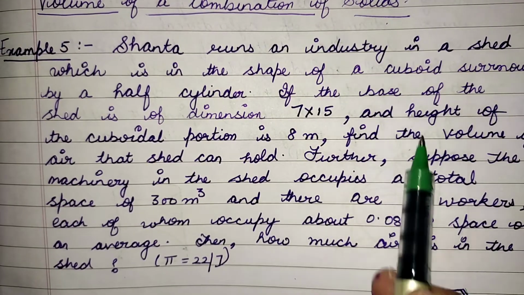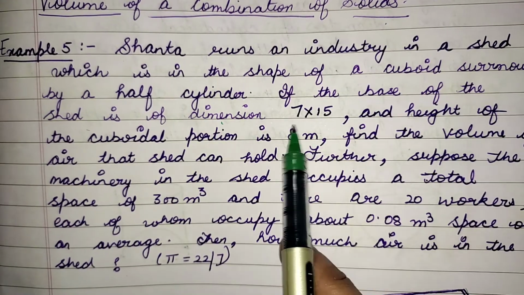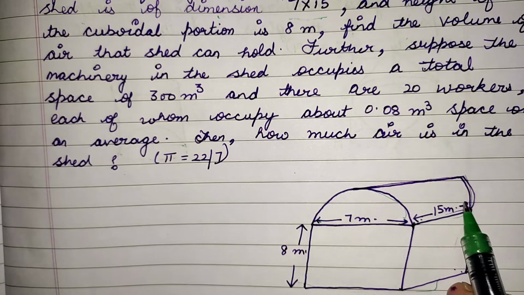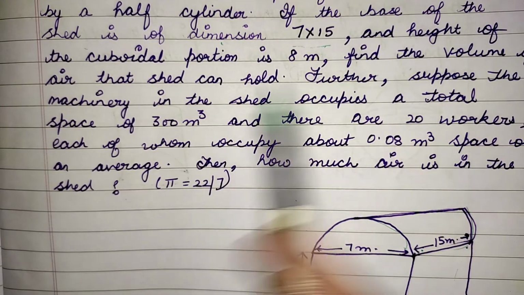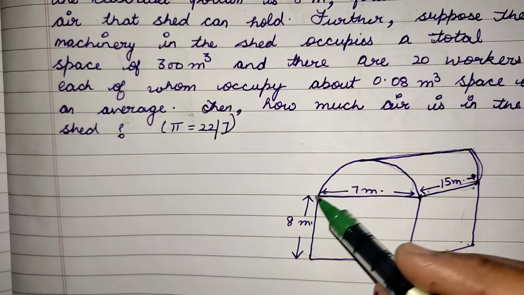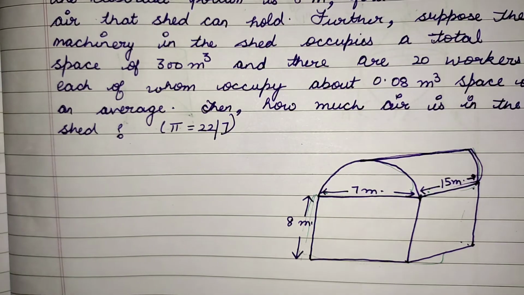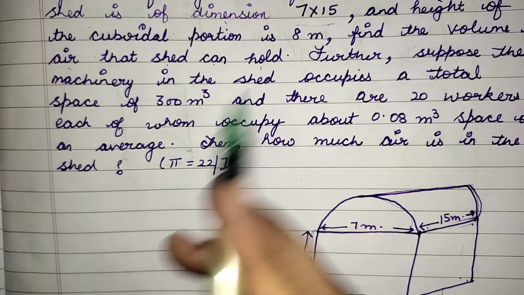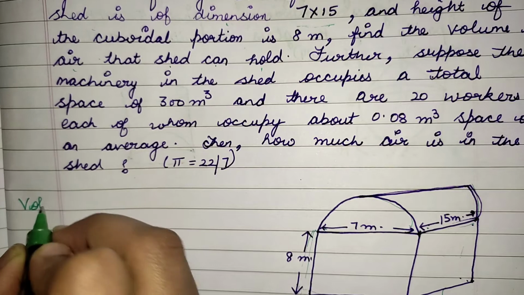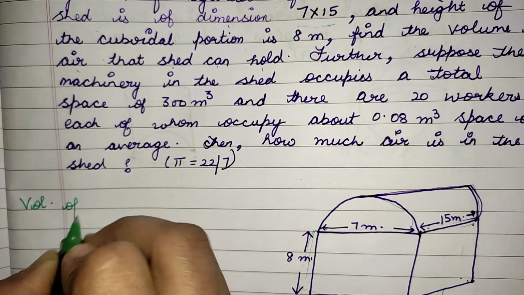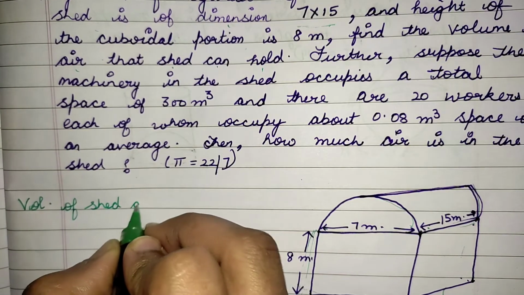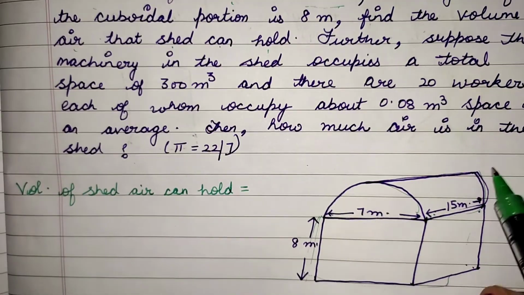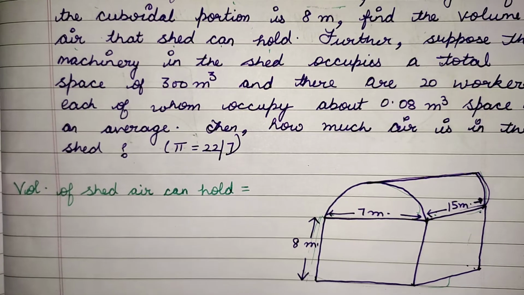The base of the shed is of dimension 7 into 15, and the height of the cuboidal portion is 8 meter. Find the volume of the air that the shed can hold. The very first part is asking that you have to find out the volume of the shed that air can hold. In how much portion air will be there, which is equal to the volume of the shed, right?